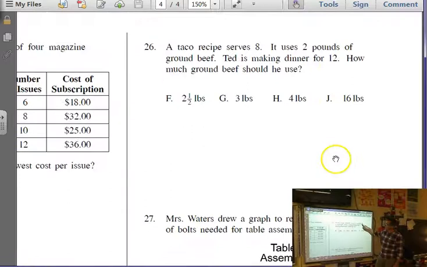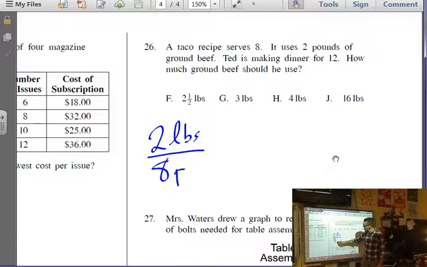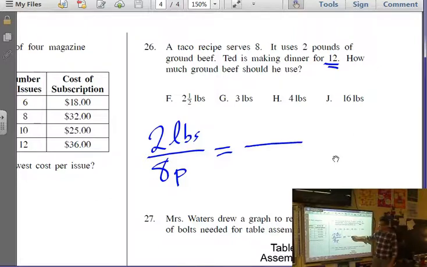And our last 2 problems. A taco recipe serves 8. 8 what? Well, that would be people, and it uses 2 pounds of ground beef. So if I set up 2 pounds for 8 people, and then Ted is making tacos for 12 people, well, that 12 would have to go in the denominator because it's also people.